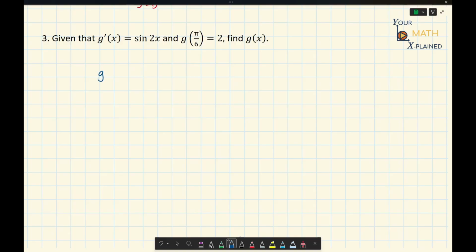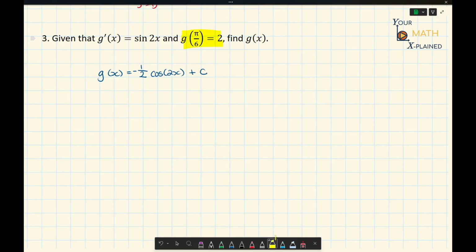So this means our g of x is going to be equal to 1 over 2 times, and the antiderivative of sine is negative cos. So we can put the negative sign in front, and then we have cosine of 2x. And then we add our constant c. And now we can use this piece of information to calculate our c.